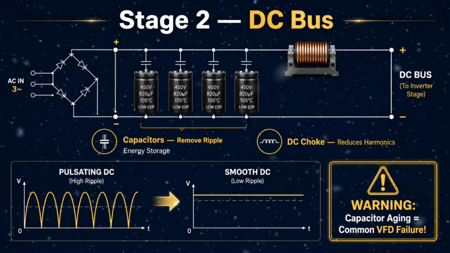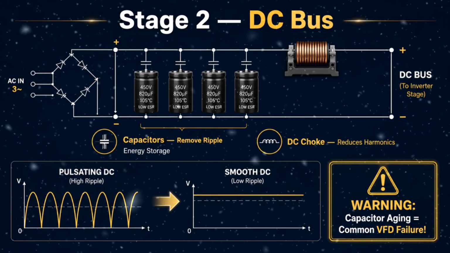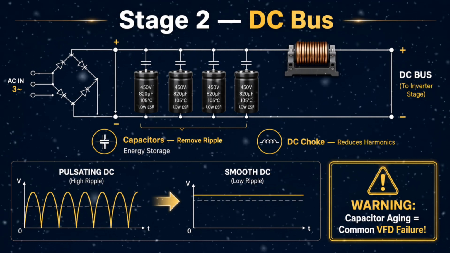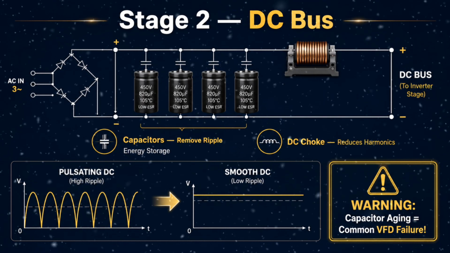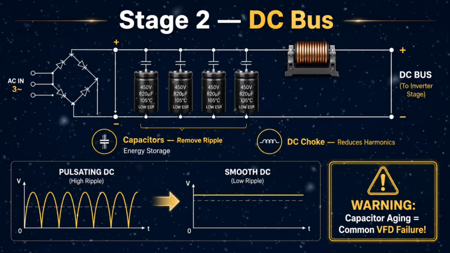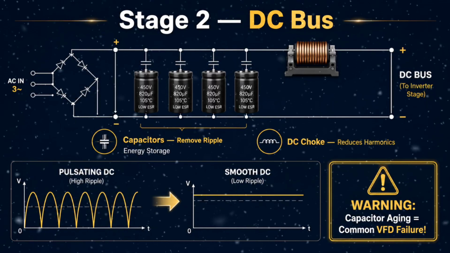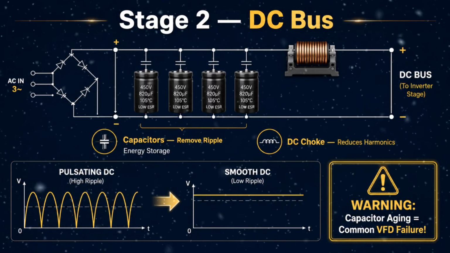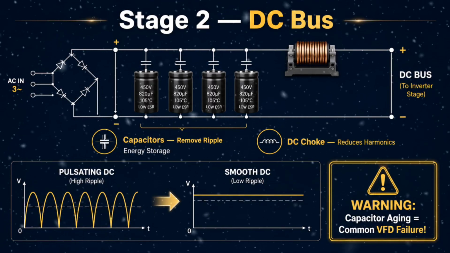Typical DC bus voltage on a healthy 415-volt system, approximately 560 to 600 volts DC. On a 480-volt system, approximately 650 to 680 volts DC. If you measure less than this, check input voltage and rectifier diodes. If you measure significantly more, check for overvoltage condition.